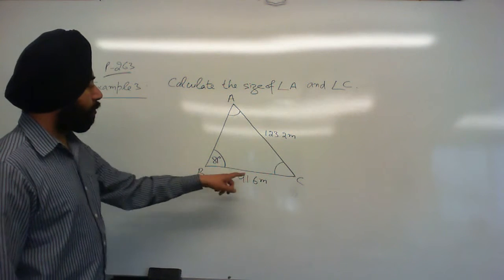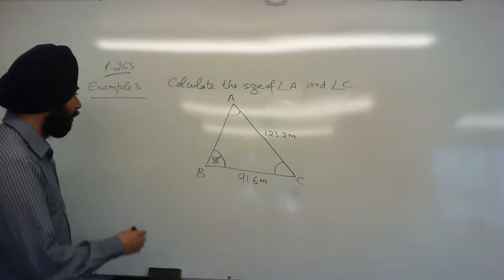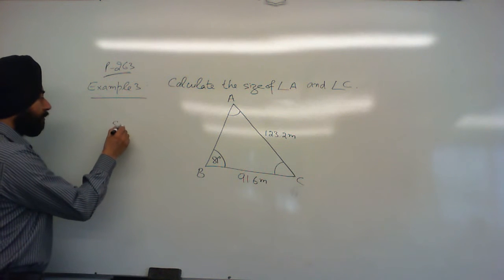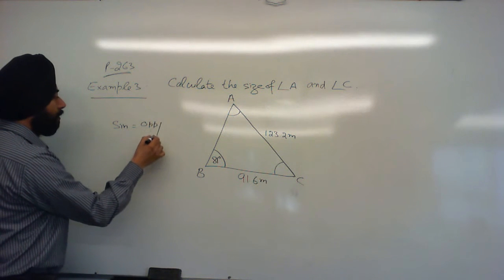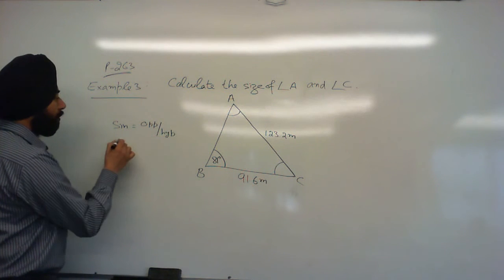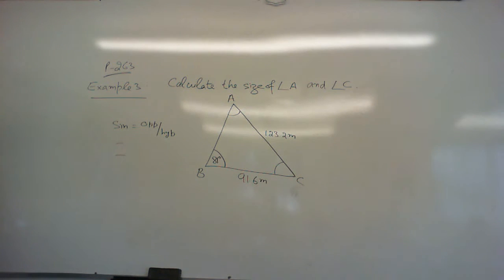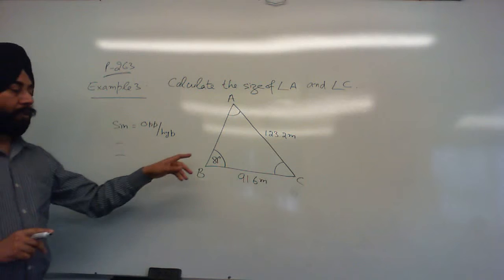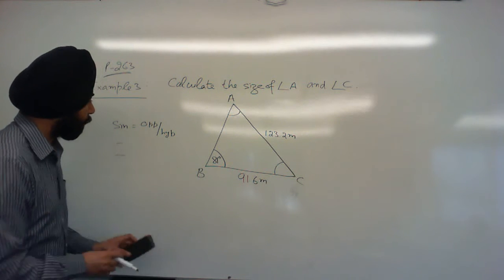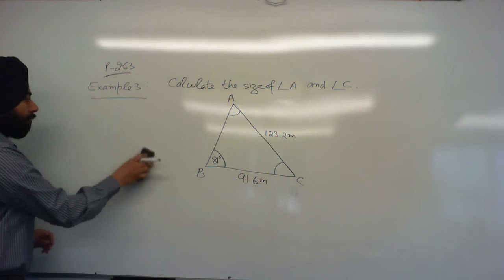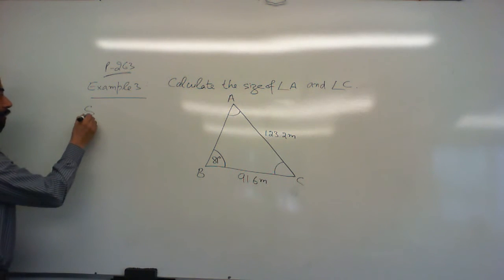And you know this is not a right angle triangle. So that means you cannot use those formulas of sine is opposite over hypotenuse and other two formulas for cos and tan. Those formulas cannot be used here because this is not a right angle triangle. This is an oblique triangle. And when you got an oblique triangle, you know you can use sine law.